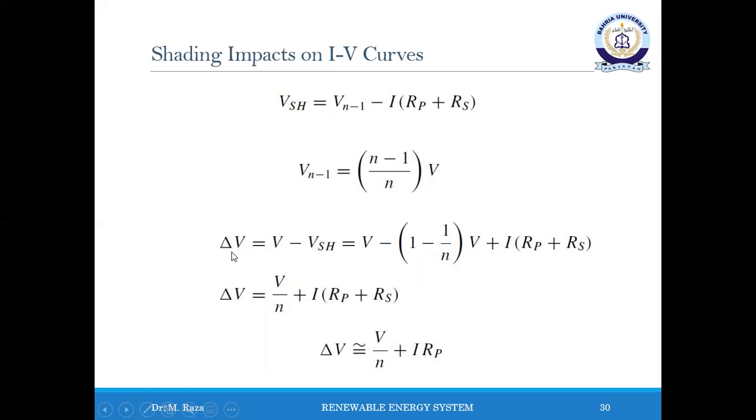Since the parallel resistance Rp is so much greater than the series resistance Rs, the equation is simplified to this. So delta V is approximately equal to the voltage divided by N plus the current supplied by the module times the Rp. Using this equation, we can calculate how much voltage is being reduced when one cell is shaded.